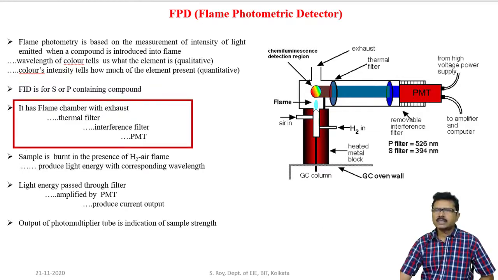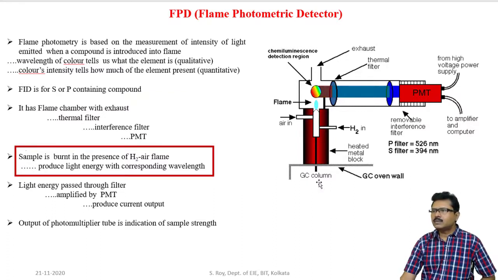As per the construction, the flame photometric detector has a flame chamber with this block along with a thermal filter and interference filter, and it also has a photomultiplier tube. The sample from the column is introduced through this metal heated block. An air and hydrogen mixture will produce the flame. When the sample to be tested is introduced through this block and comes into contact with the flame, it will produce light with a specific wavelength.